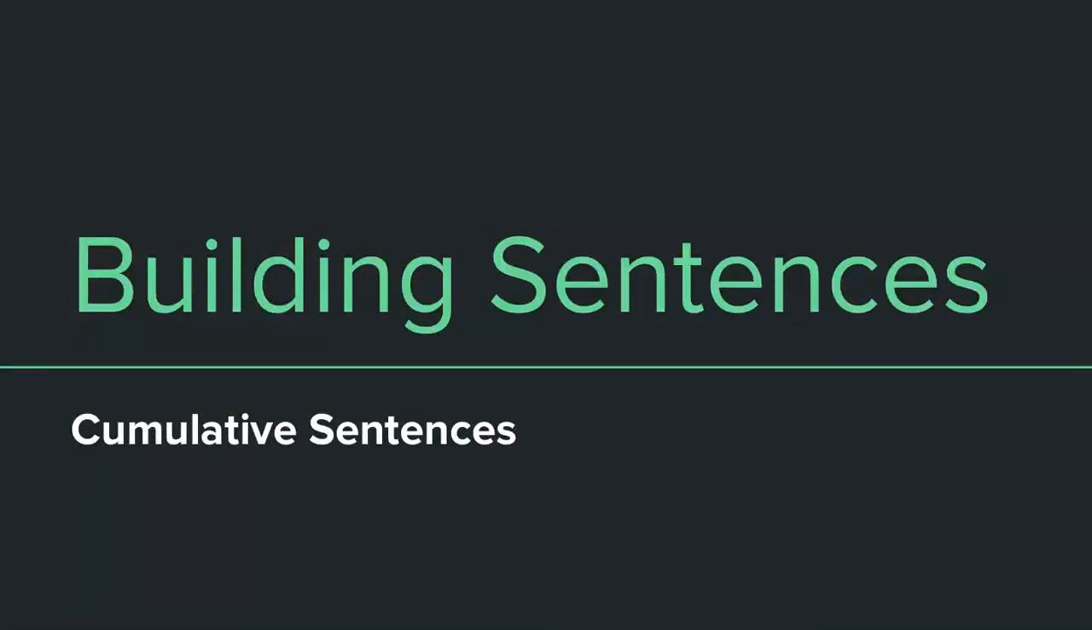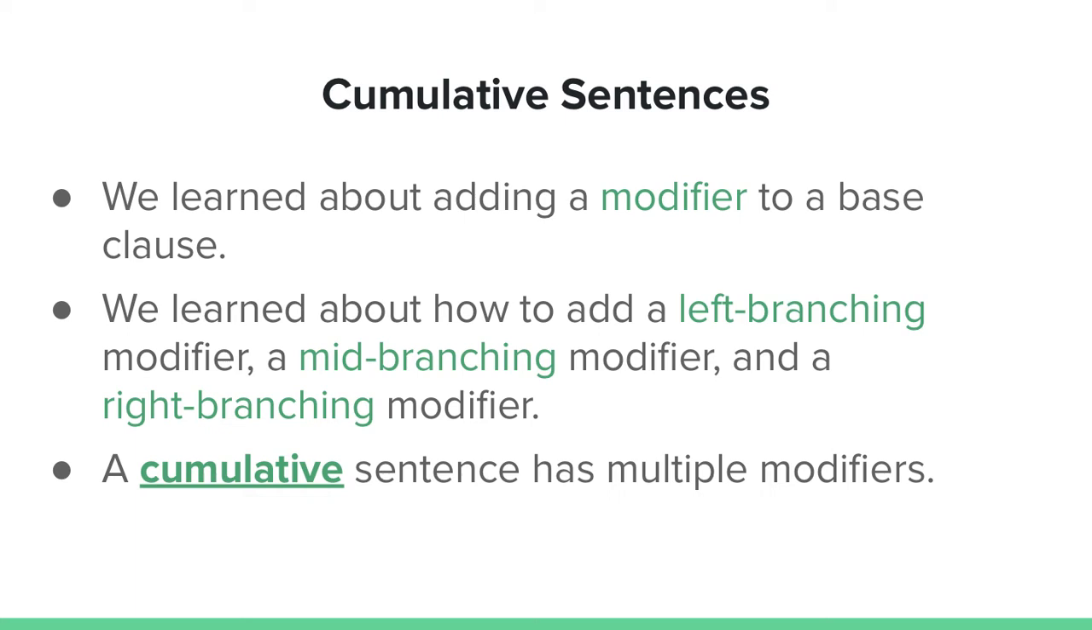Okay, now that we've talked about different ways you can develop sentences, we're going to take it a step further. We've learned about modifiers. Now we're going to talk about how to add multiple modifiers to a base clause. So if we go back a bit, we learned about how to add a modifier to a base clause. We learned about how to add left branching modifiers and mid branching modifiers and right branching modifiers.